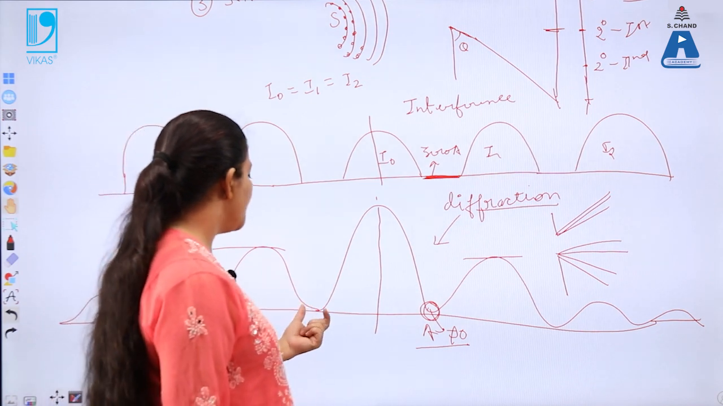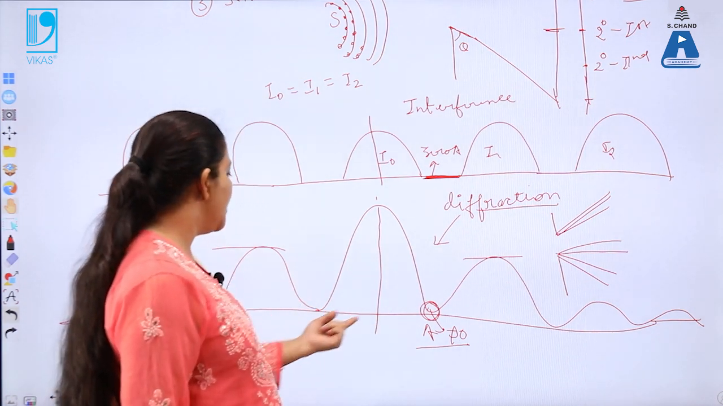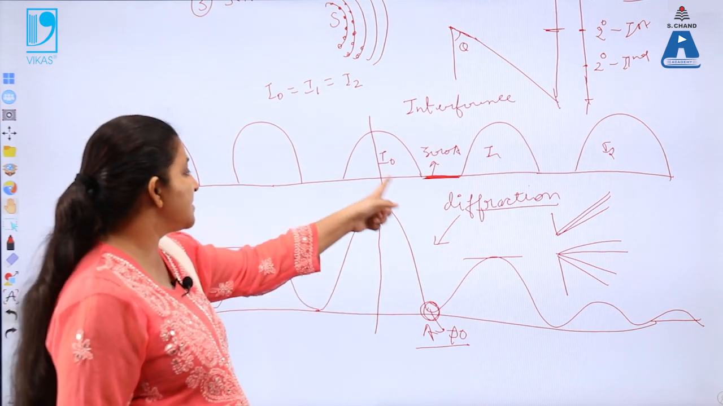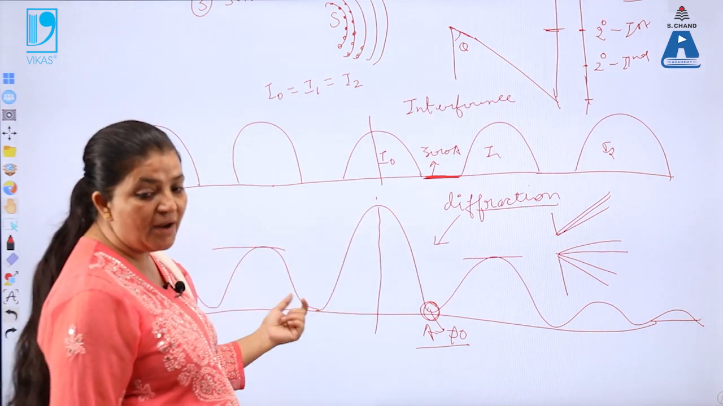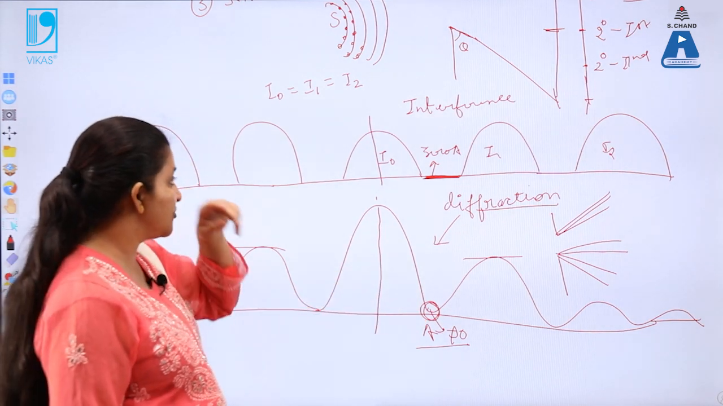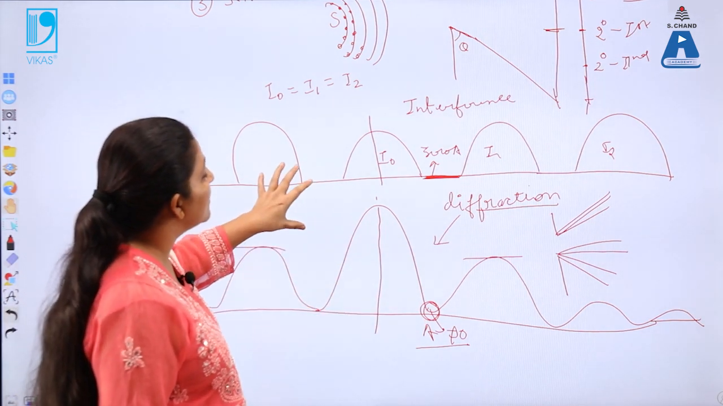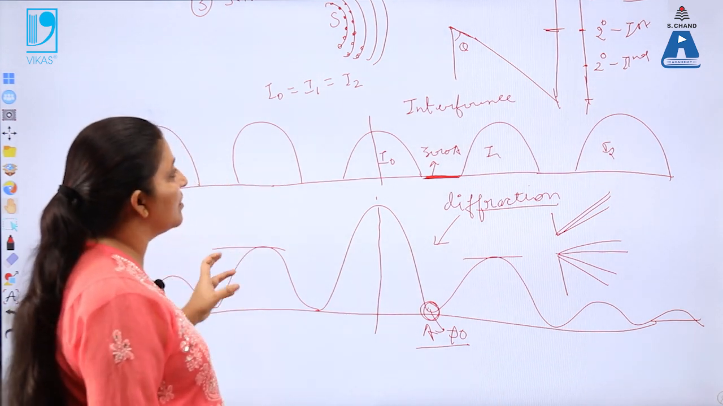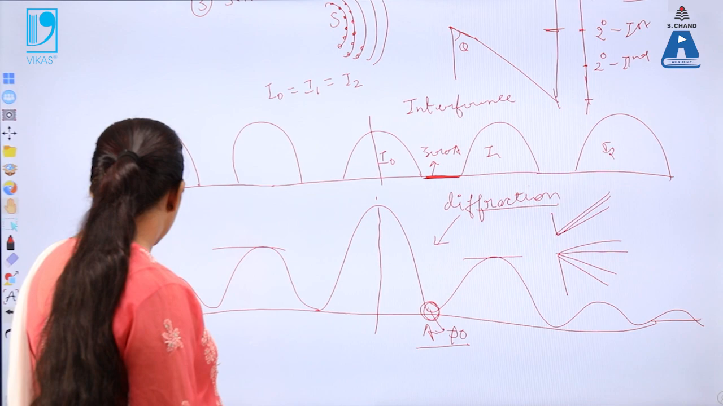This is also the case for the minima. Minimas on both sides will also be the same. That means this central maxima is surrounded by two minimas on both sides. So this is a diffraction pattern in case of when the light is bending around the corners of an obstacle.